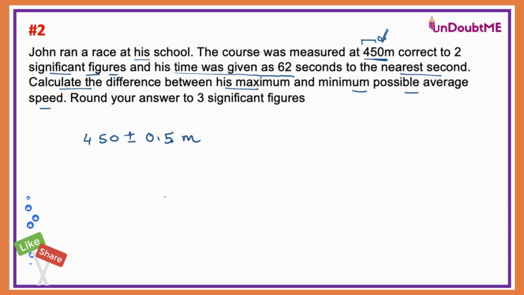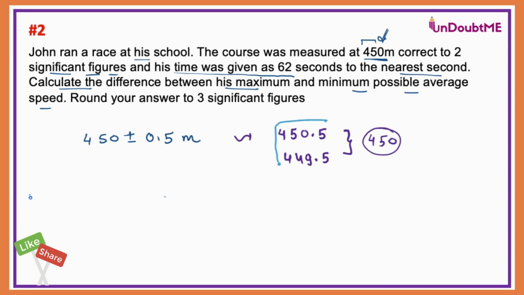Now why have I taken 0.5? Because we are rounding it off to the nearest meter. Just for better understanding, if I take the upper bound for this, it will be 450.5 and the lower bound will be 449.5. Any value in this range, if rounded off to two significant figures, gives 450 only. So we are good to go with these upper bound and lower bound values.